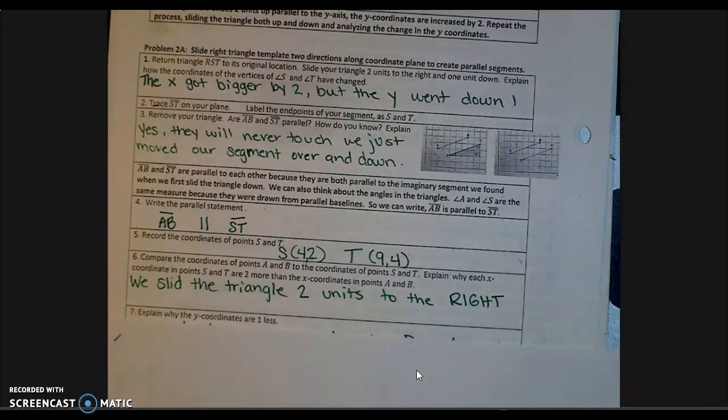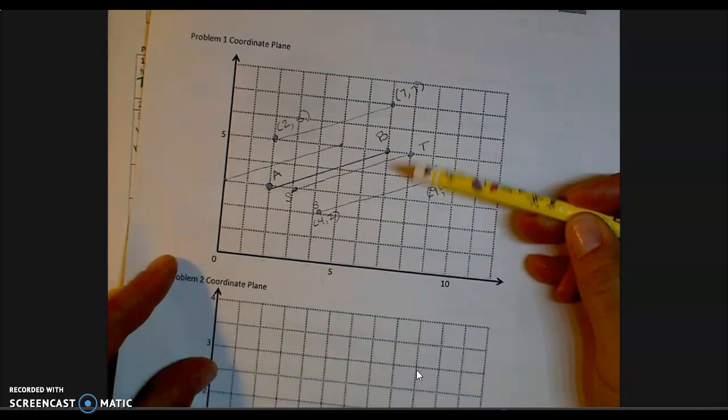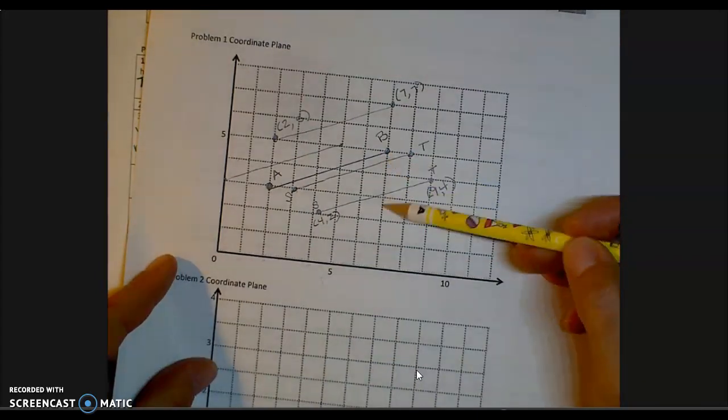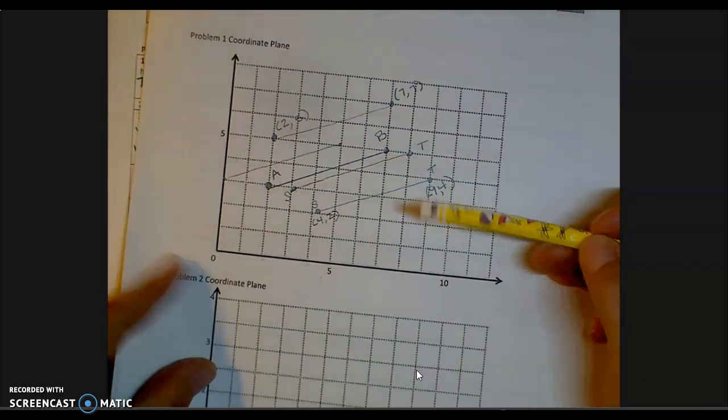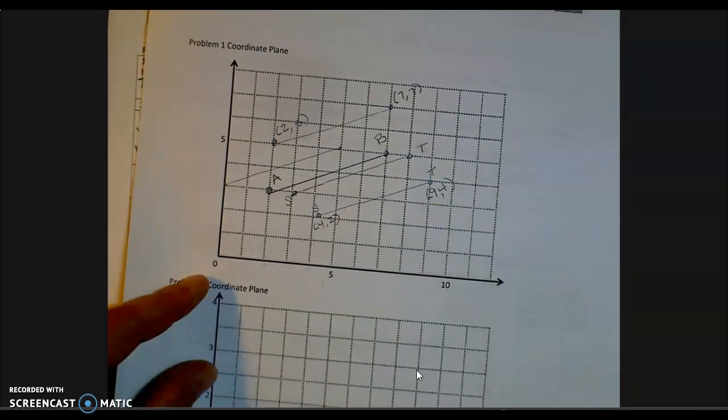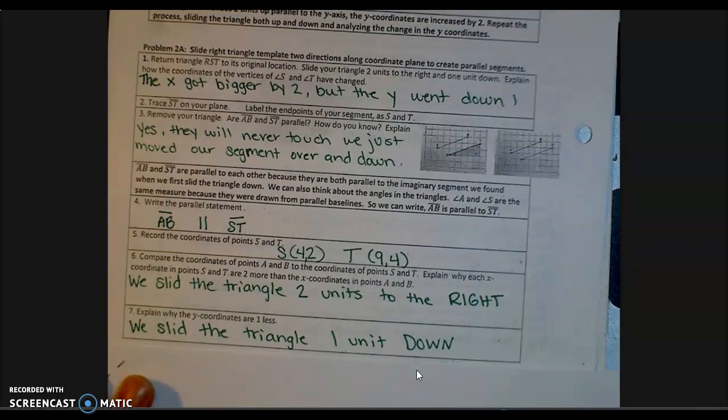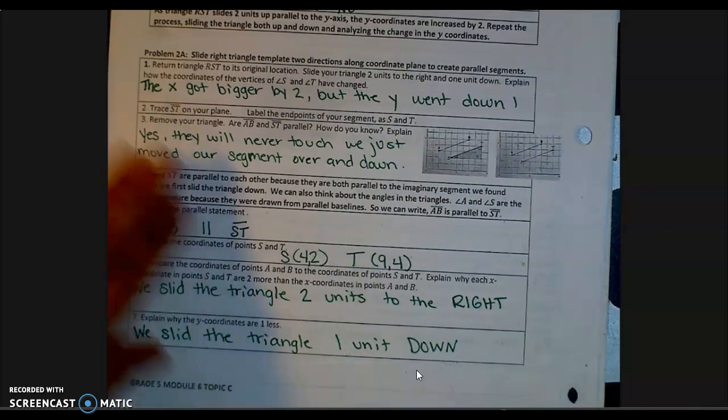Well, we slid ours down. When we slid the triangle down, our y-coordinate gets smaller. Miss Purdy, what would happen if I slid my triangle up? Well, the y-coordinate would then get bigger. Okay. So we slid the triangle 1 unit down, so it got smaller.